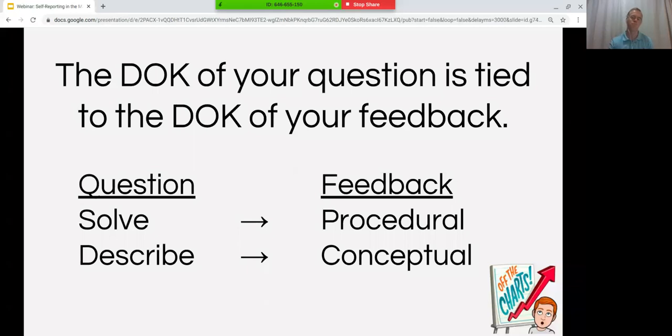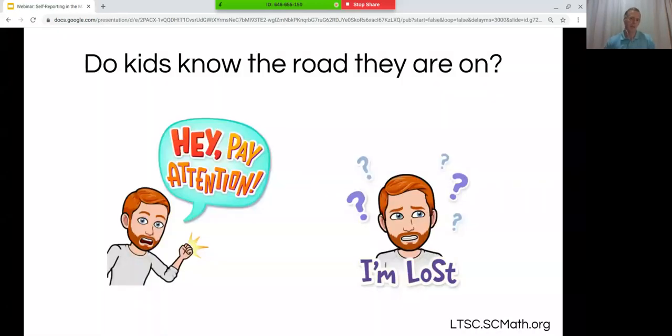All right. So new stuff for today. Do kids know the road they're on? As a teacher, when I first started teaching, I didn't know the road I was on. But if you ask your kids, hey, what are you learning today? Why are you learning it? Do you know if you're going to be successful? Do you know what it looks like to be successful? How would they answer those questions? And that kind of gets at the heart of this teaching with clarity and learning targets and success criteria.